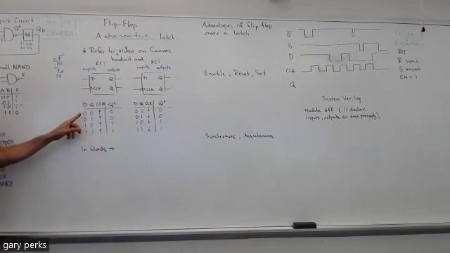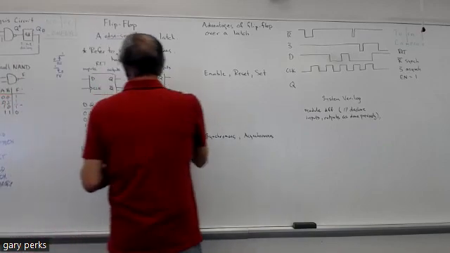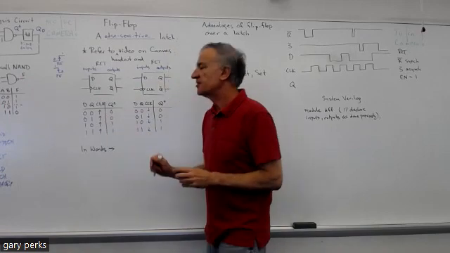If you have D equal to 0 and the present state of Q is 0, your next state of Q is going to be 0, and that's the same for both truth tables. If D is 0 and the present state of Q is 1, next state of Q is going to be 0. If D is 1 and the present state of Q is 0, next state of Q is going to be 1. And if D and the present state of Q are 1, next state of Q is also going to be 1. So the truth tables are the same, except again for the direction of the arrow.